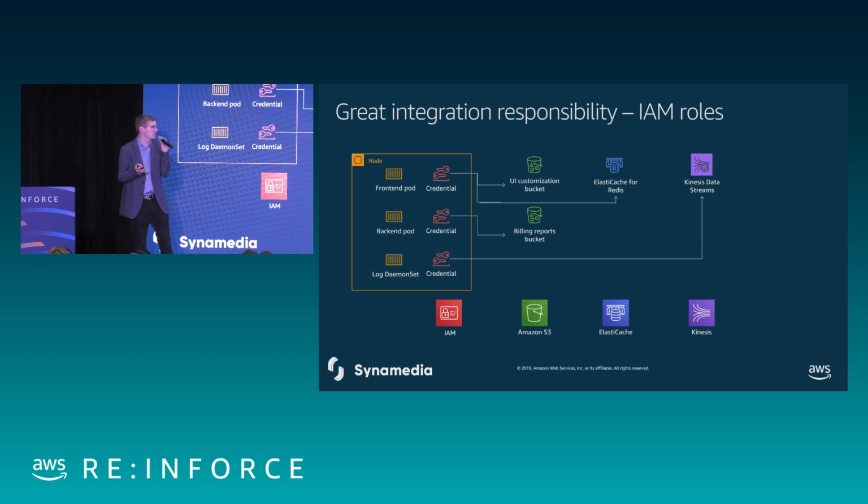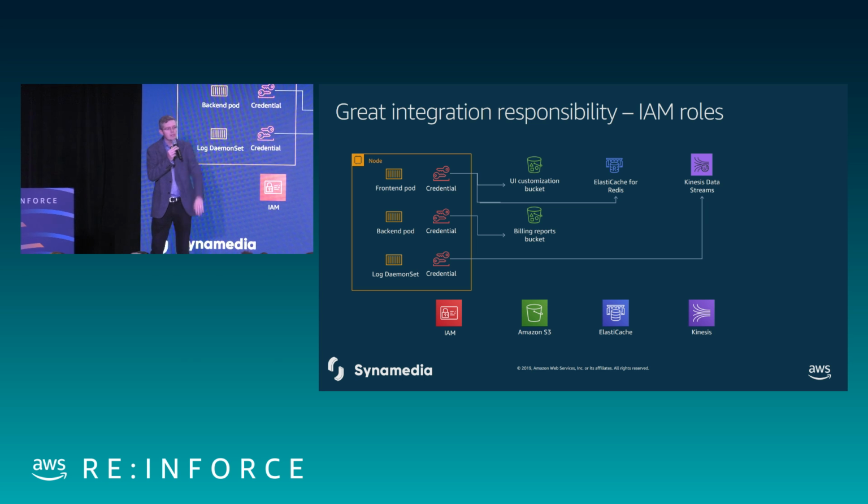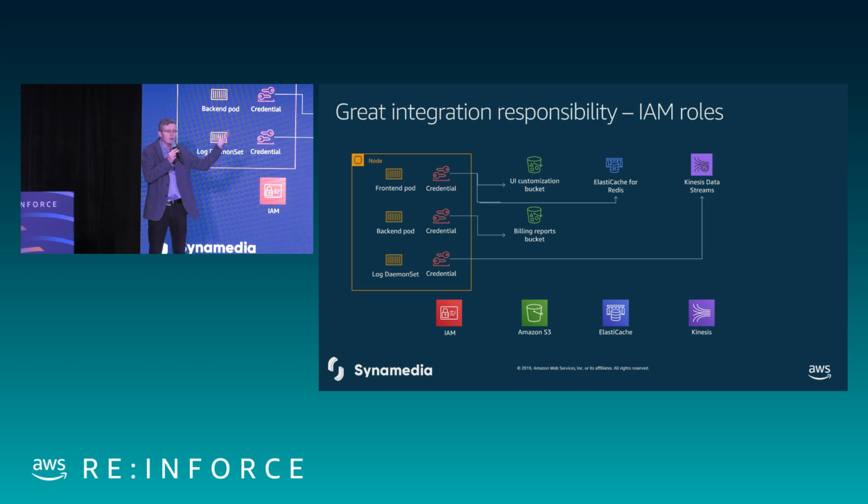Now, a typical way to go and solve this might be to create credentials. So for each of your IAM roles, create users, create credentials, mount those credentials into the containers using a Kubernetes secret. So then each one of these things now can have their own role, and they can have a credential for it. And actually, this is slightly better because now the log agent only has access to the Kinesis data streams. The front ends don't have access to those things.